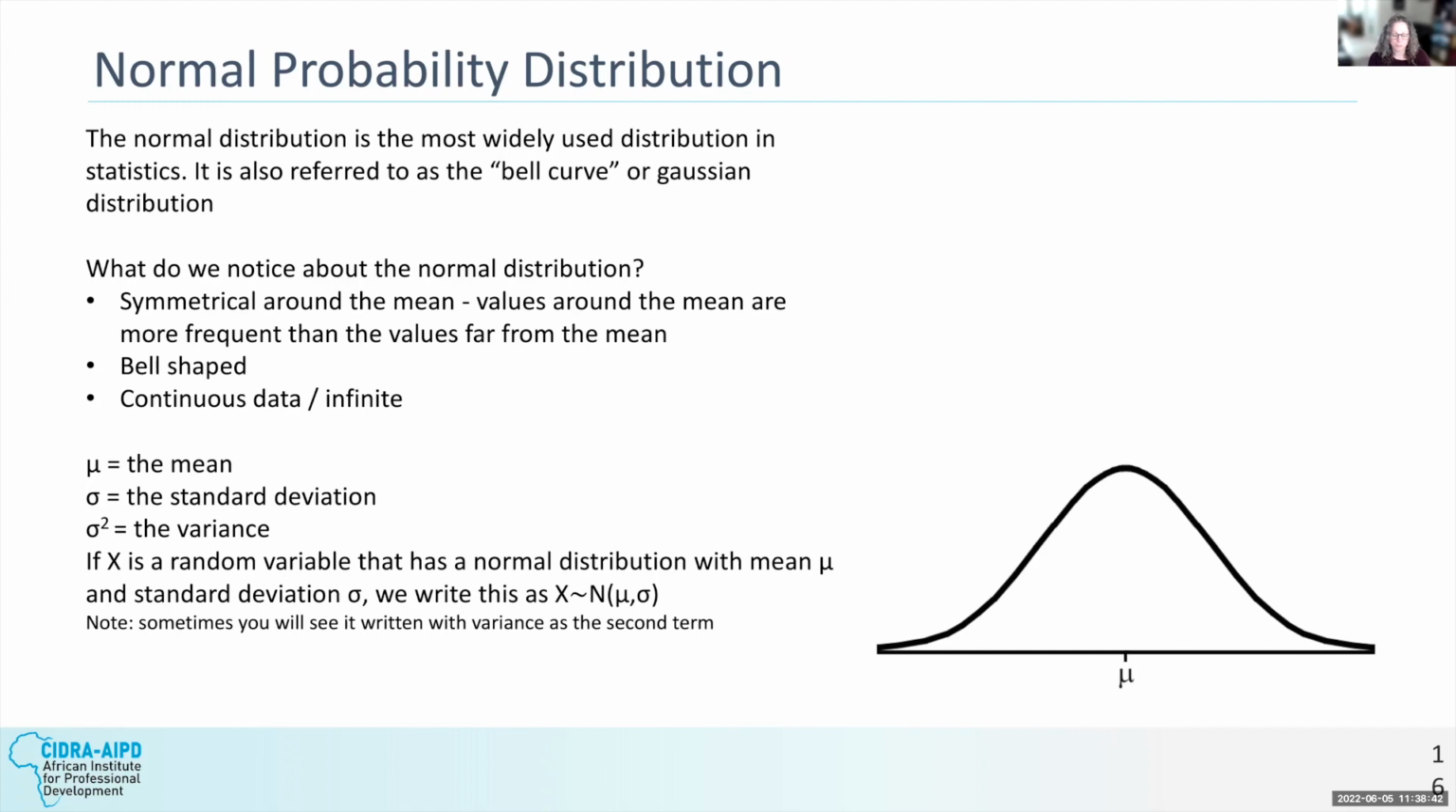And so if x is a random variable that has a normal distribution with a mean mu and a standard deviation sigma, we would write this as x is normally distributed between mu and sigma. Now, I just wanted to point out as well that sometimes you'll see this written in a slightly different way with this second term as the variance. So then it would just be mu and sigma squared.